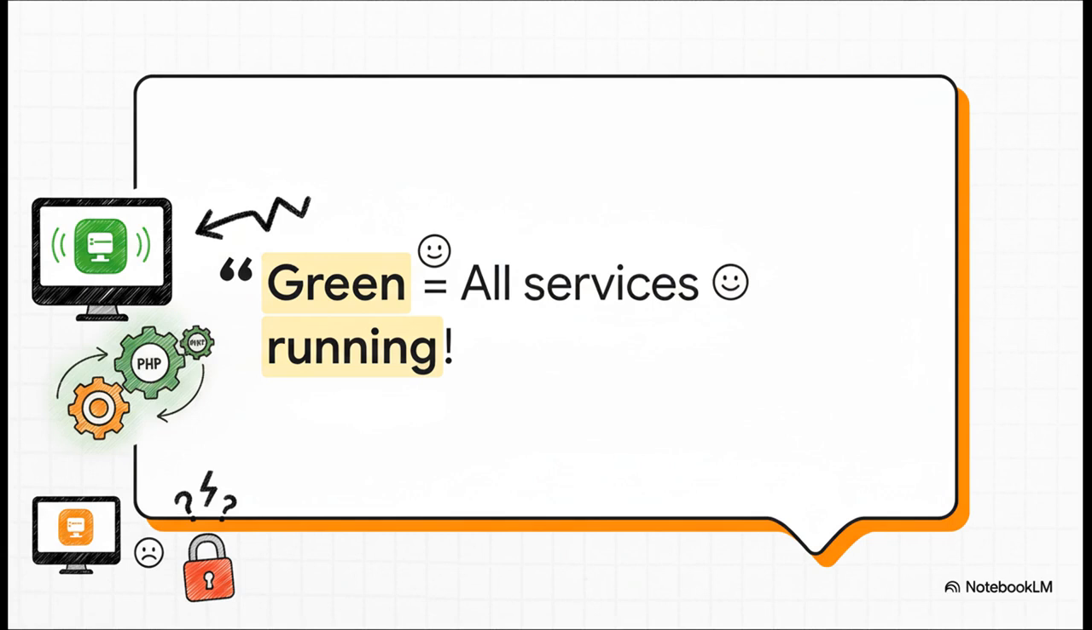And here's the best part. Checking if it works is super simple. Just look for the WAMP icon down in your system tray. If it's green, you're golden. That means all the services, Apache, PHP, the database, are running perfectly. If it's red or orange, well, something probably needs a little nudge.